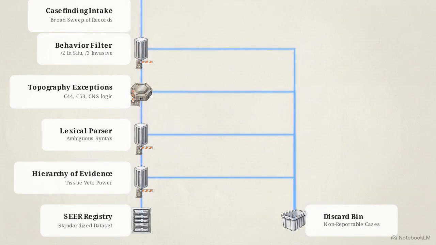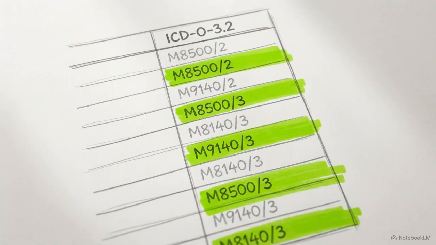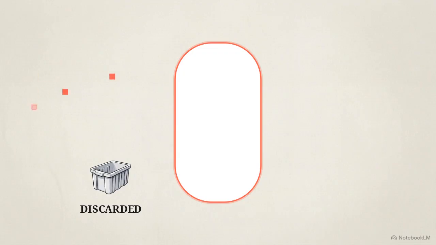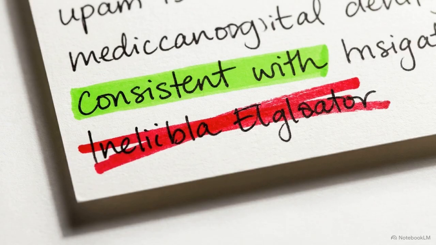When we zoom out, the complete system architecture is visible. Thousands of raw clinical records pour in at the top and cascade downward through these strict nodes. The data first passes through the behavior code filters, extracting the baseline in situ and invasive malignancies. It then hits the topography exceptions, filtering out low morbidity skin cancers while pulling in borderline CNS anomalies. Finally, the remaining cases pass through the lexical text parser, systematically resolving ambiguous phrasing and clinical discrepancies.